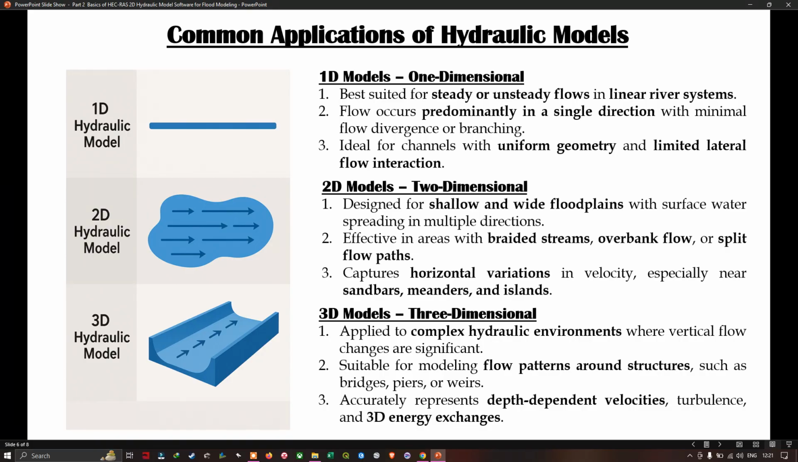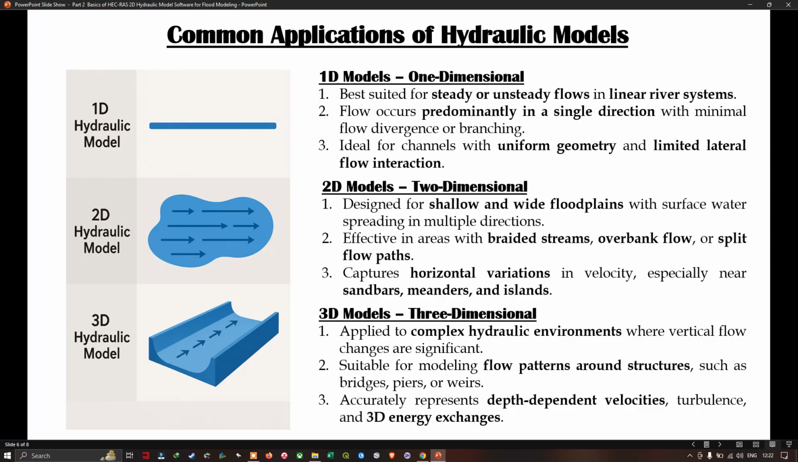And the second is the 2D hydraulic model, that is the two-dimensional hydraulic model. It is designed for shallow and wide floodplains with surface water spreading in multiple directions. This 2D model is effective in areas with braided streams, overbank flow, or split flow paths, and it captures the horizontal variation in velocity, especially near sandbars, meanders, and islands.